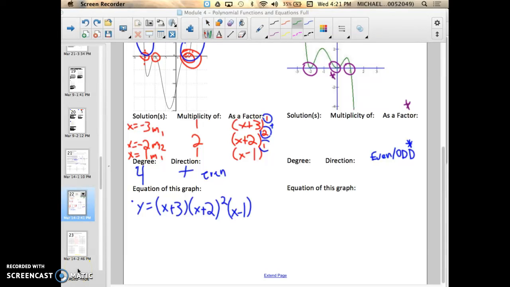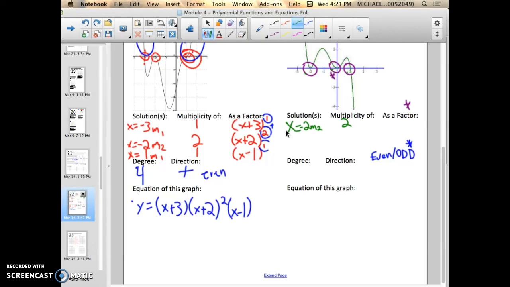At this point you paused the video and tried this on your own, and you've entered your answers into the Edpuzzle questioning. I'm now going to show you the work, so if you didn't get the correct answers, you can check your work with mine. I've already identified by circling, and that's my first thought process, is where does it hit the x-axis? So I know that it hits at x equals -2. It's bouncing off there, so it has a multiplicity of 2, and I can identify that there too.